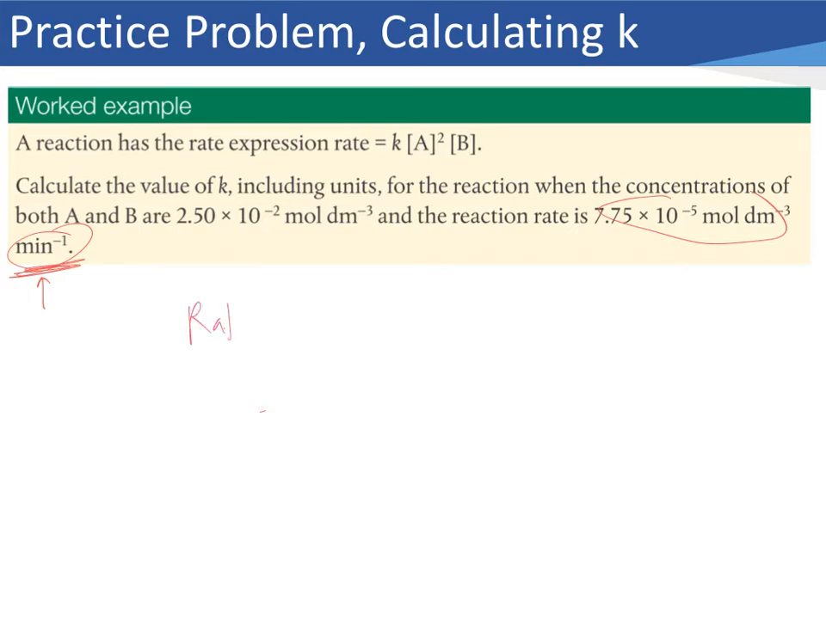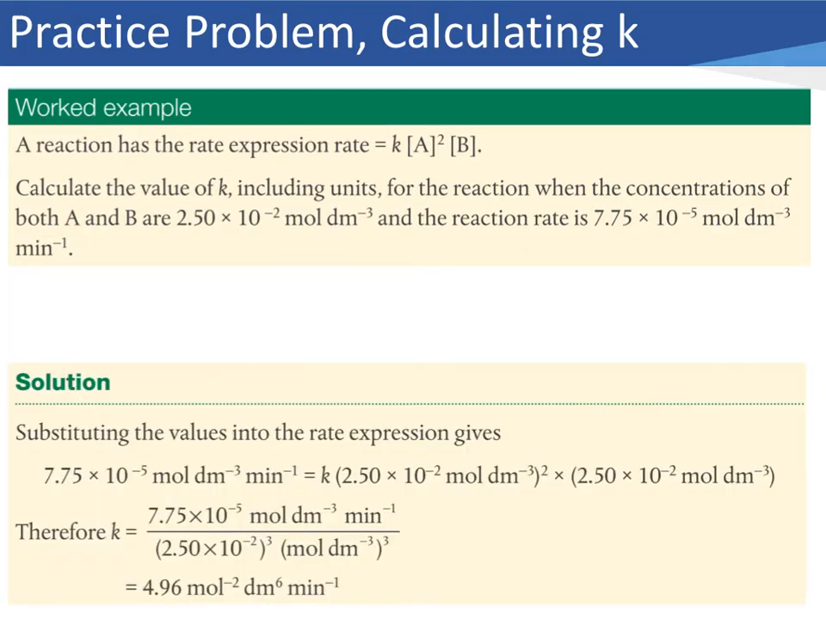So the rate is going to equal K times A squared times B. We know the rate, we know the concentration of A, and we know the concentration of B, so it's a matter of substitution. And then this will help us talk about the units. So here it is solved. I kind of threw it at you all at once here, but let's talk our way through it. We're going to substitute the values into the rate expression. So I have 7.75 times 10 to the negative fifth moles per decimeter cubed per minute equals K times the concentration of A squared times the concentration of B.